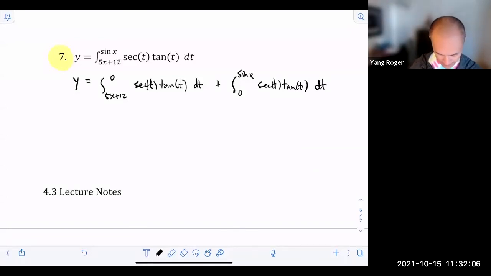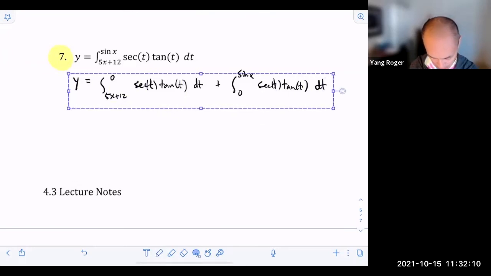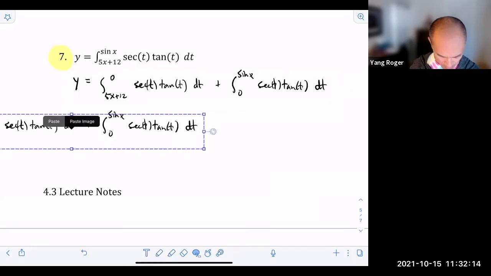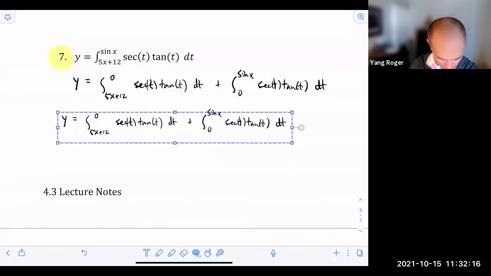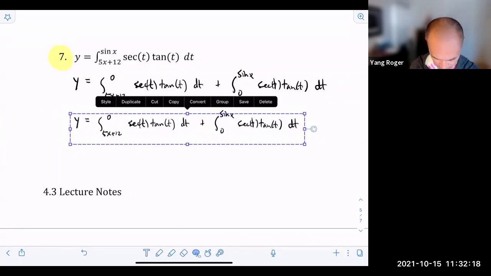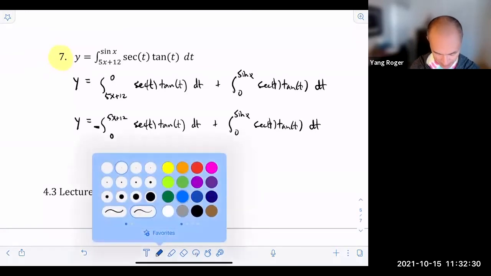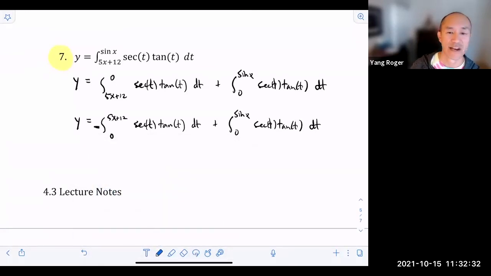I think the easiest thing is if I just copy the whole thing and paste it down here. And then I could just erase these and flip them. So here's 0, here's 5x plus 12, but then we pick up a negative sign. Now I can actually start the problem once I've rewritten it.